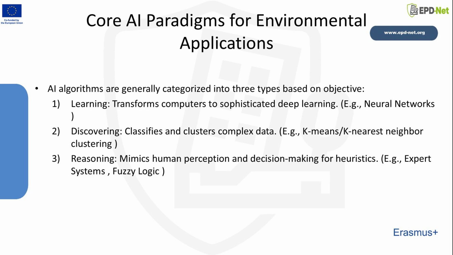Next, we have discovering. The objective here is to classify and cluster the data displayed in complex scenes. Discovery algorithms, like k-means or k-nearest neighbor clustering, are highly effective in environmental applications for tasks such as spatial partitioning, spatial characteristics extraction, and classifying urban trees or green spaces based on functional indicators.